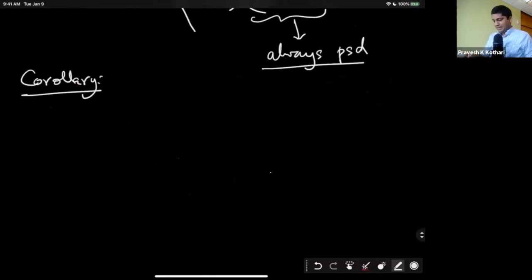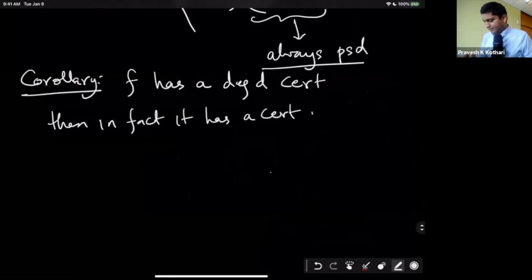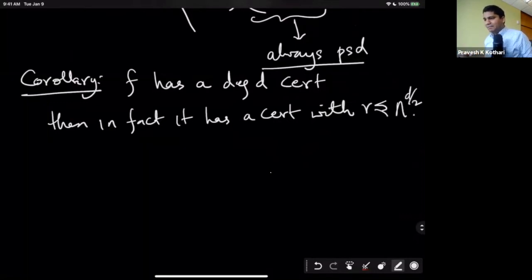Okay, we have proven, I claim, that if F has a degree D certificate, then in fact it has a certificate with R at most n to the D over 2. So let me pause and let someone else tell me why this is true, because I claim that this is like a one-line corollary of what we just proved.